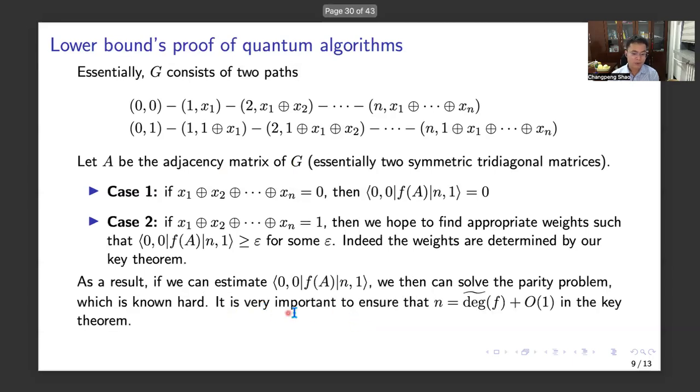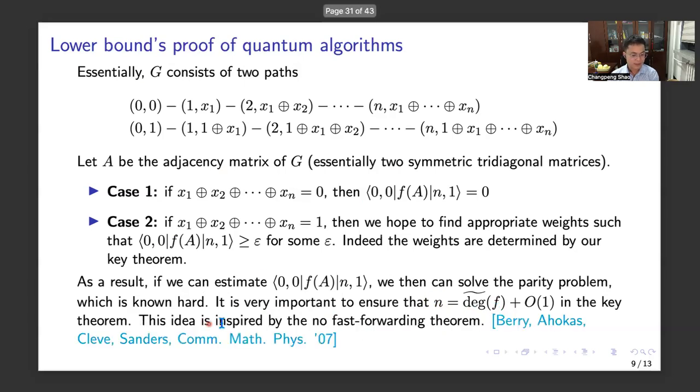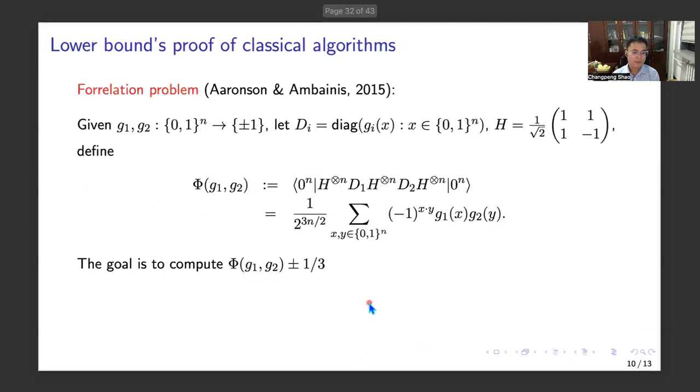And here it is very important to make sure that this n is close to the approximate degree. And this idea is indeed inspired by the no fast forwarding theorem. In the classical case, we will consider this correlation problem proposed by Aaronson and Ambainis in 2015. This problem greatly separates classical and quantum computing.